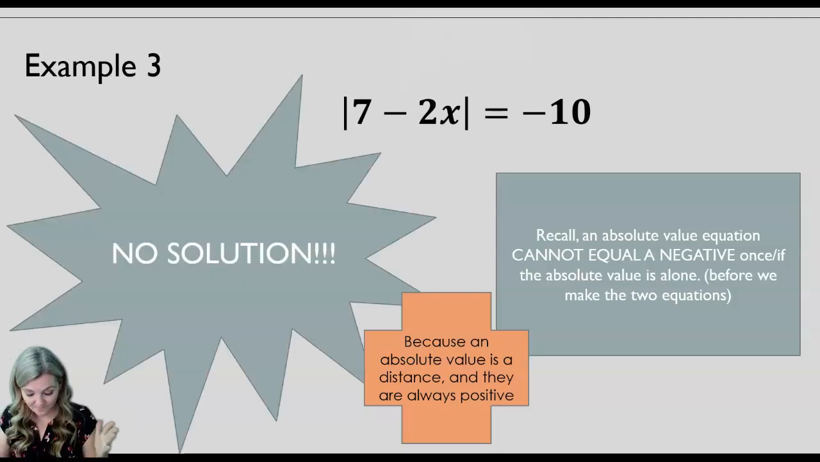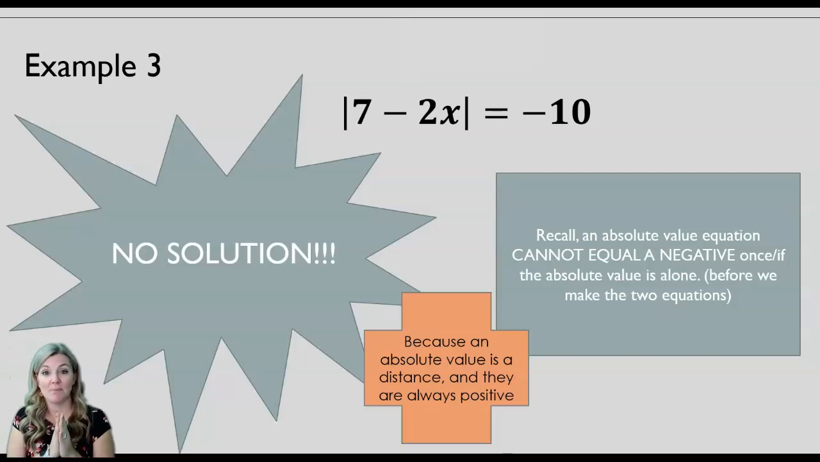There's no solution. Now, you can only make that distinction when your absolute value is by itself. If there is anything to still add or subtract or multiply or divide on the outside, you cannot say no solution, because you don't really know if it's still going to stay a negative number. This particular example, though, the absolute value is by itself. It equals the negative number.